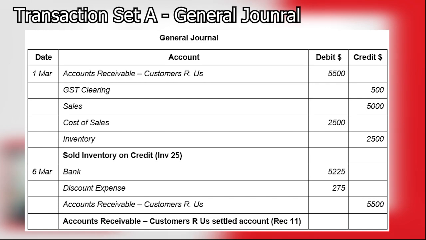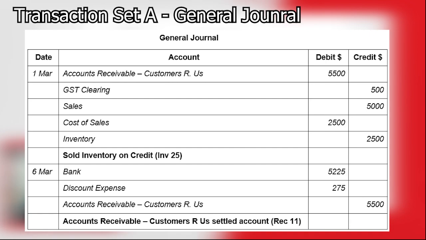So accounts receivable, 5,500, because again, that's the sales and GST. That 5,500 is the debit. GST clearing and sales, 500 and 5,000 respectively, on the credit side. Meanwhile, cost of sales being the expense, 2,500. Inventory, 2,500, because it's going down. And it's an asset, so it's a credit. Everything is as we've done previously. Everything we did in the credit sales video is here again.